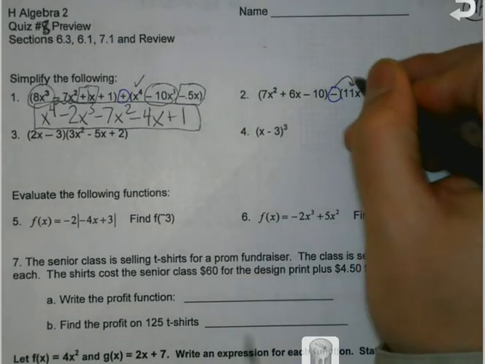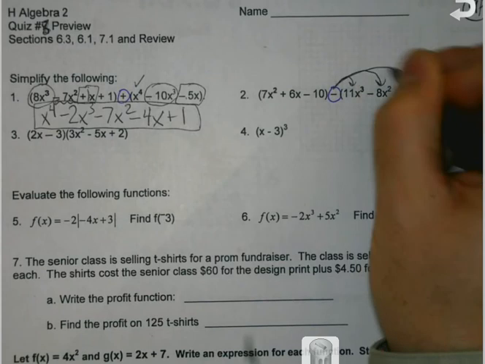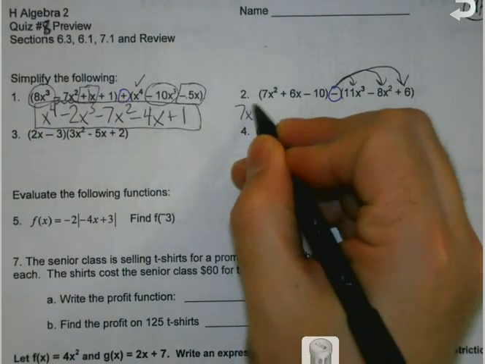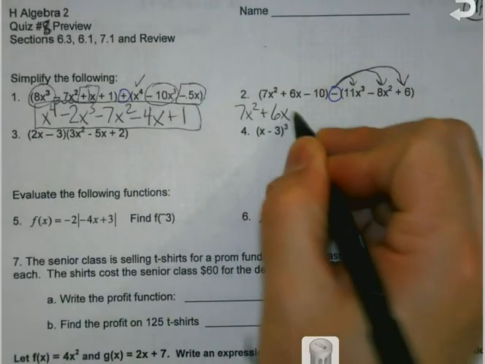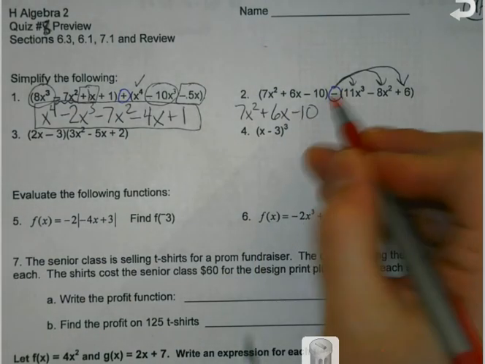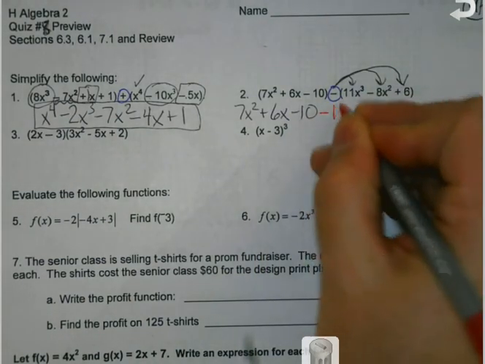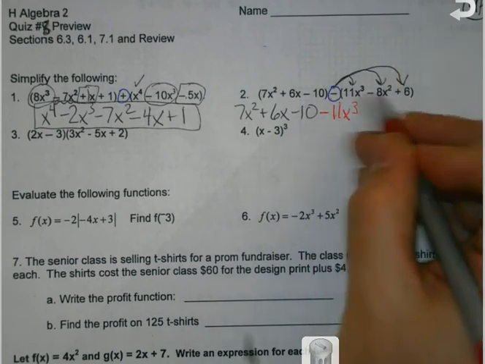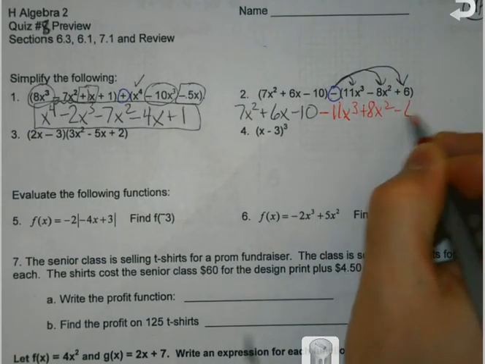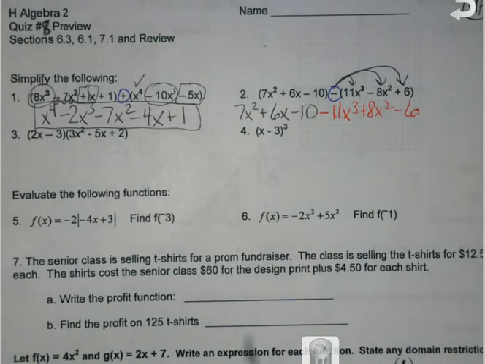my second quantity, my second set of parentheses. I am a very big proponent of taking the extra time and actually writing this step out, where I'm distributing that negative to each of the terms in the second set of parentheses. So basically we're just changing the signs on those and then combining like terms.